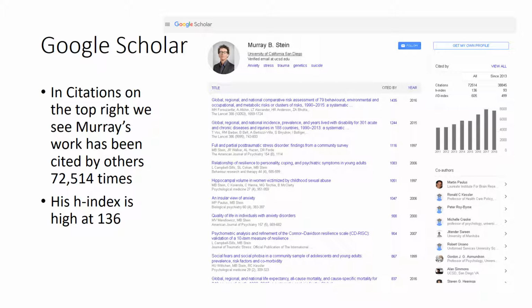You'll see at the top right some data about citations. This tells you how many times Murray Stein's research has been referred to by other authors in subsequent publications. Dr. Stein's work has been cited over 72,000 times. That's a lot. He also has a very high H index, which is another indicator of the impact of his research.